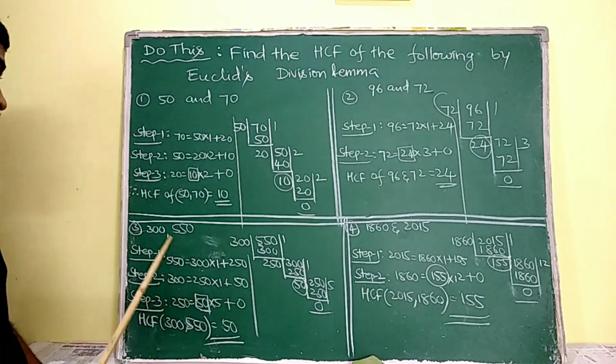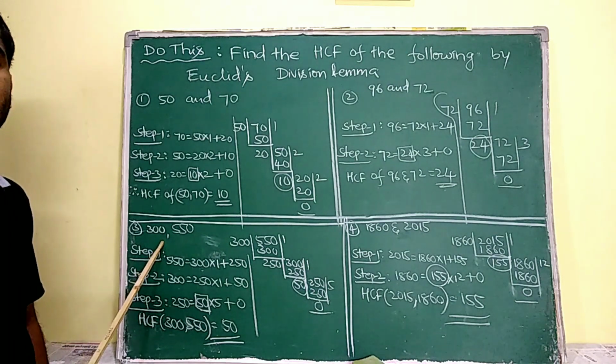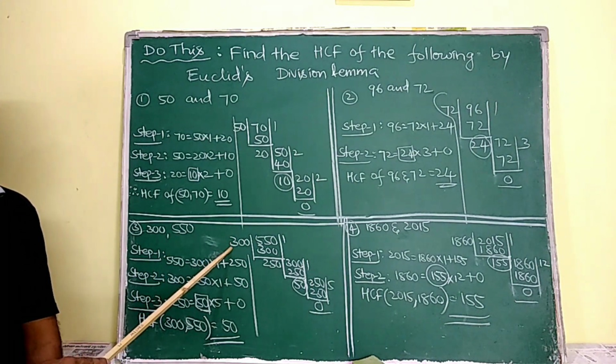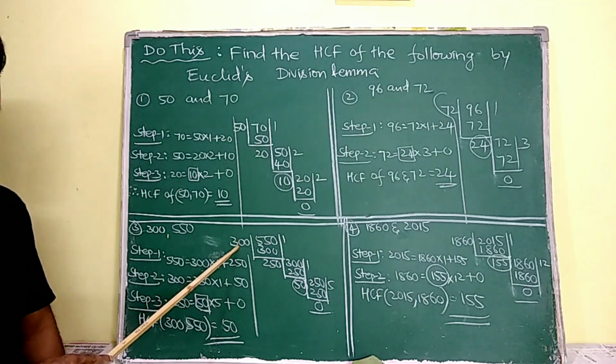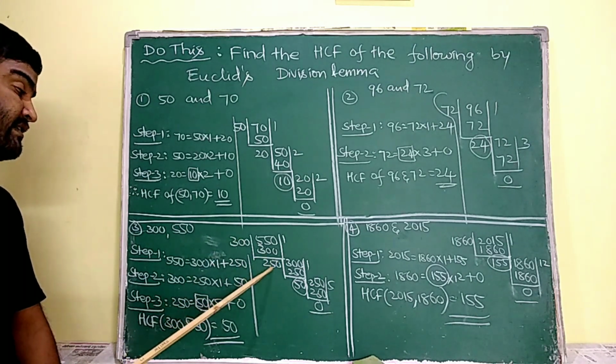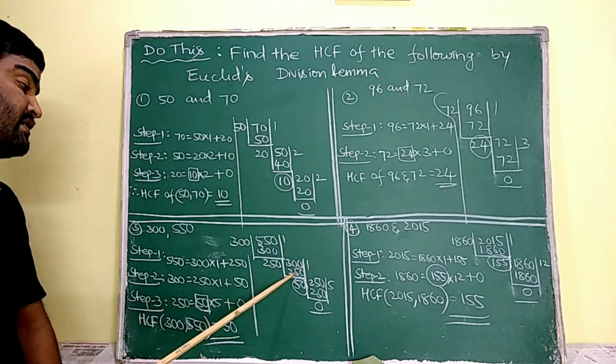Okay, now in the same way I am going to calculate the HCF of 300 and 550. So 300 is the smaller value. I am going to divide this 550 with 300. 300 ones are 300 and the remainder is 250. So this is not equal to 0. So I am going to divide this 300 with 250. So 250 ones are 250.